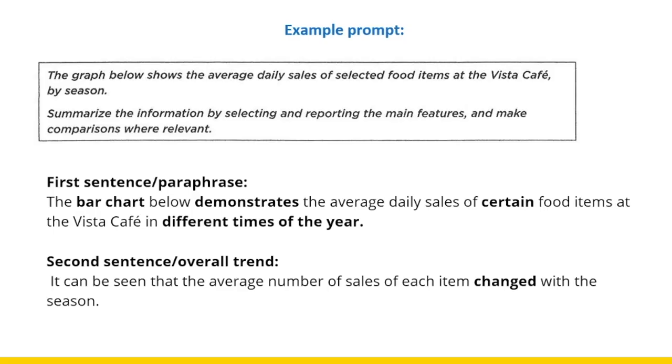It doesn't have to be full words just like I wrote down in here, but it can be only 2 or 3 words as long as you're not copying exactly the same words from the prompt. Second sentence, you see, it shows the overall trend. It can be seen that the average number of sales of each item changed with the season. It's not very specific. What I did was just wrote down changed. It's a very general idea, and the specific details you'll be providing in your body paragraph. So these 2 sentences are my introduction, and that's exactly what you need to do to save your time during IELTS.